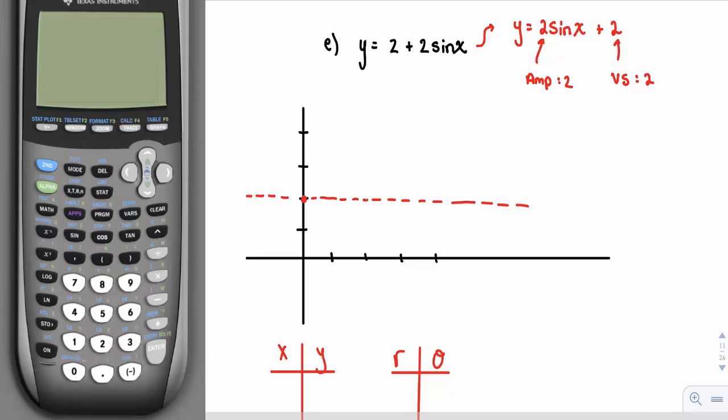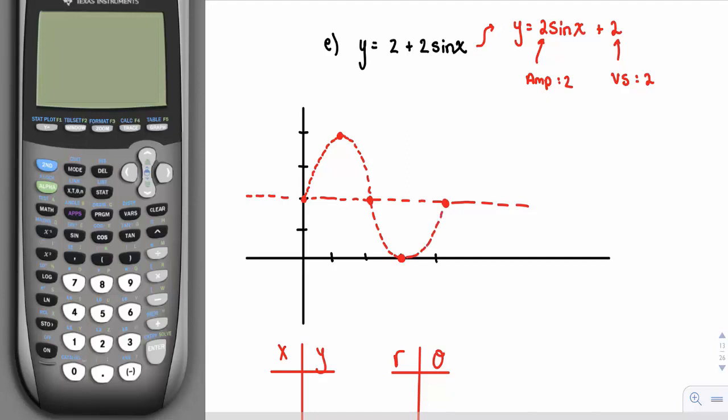And we are going to, again, just use our amplitude. I'm going to go to my next point. It's going to be at 4. My next point is going to be back at 2. And I'm going to go down 2. So that's going to put me at 0. And then I'm going to be back at 2. So if I connect these points, here's your graph.